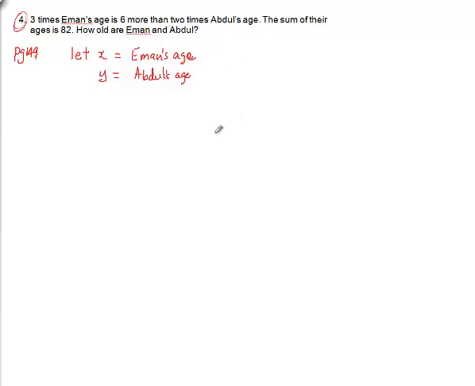Okay, now first thing we have to do is come up with some equations. So let's look at that. 3 times Iman's age. Look at that phrase right there. If I'm looking at that phrase, 3 times Iman's age, well, Iman's age, I got X. 3 times that means 3 multiplied by X, or 3X. So that's 3X, 3 times Iman's age. Now, when we see the word "is," that often translates to equal. So let's try that. Equals 6 more than 2 times Abdul's age.